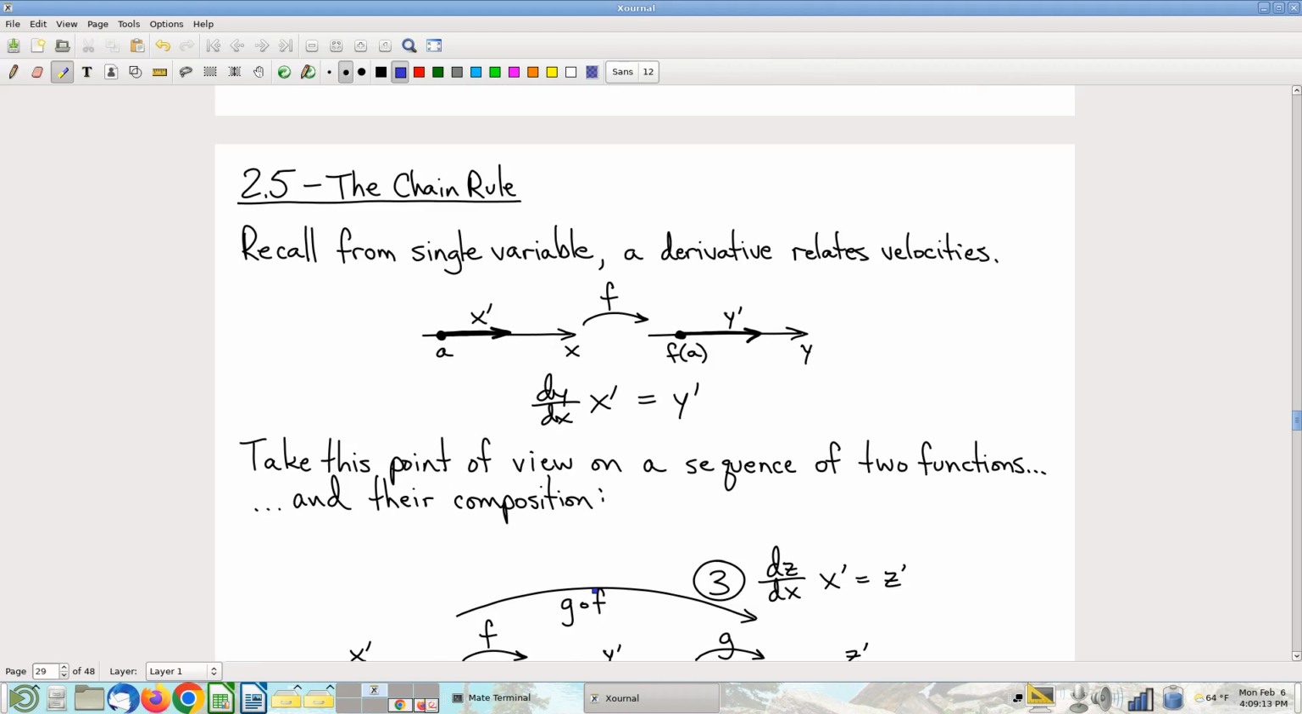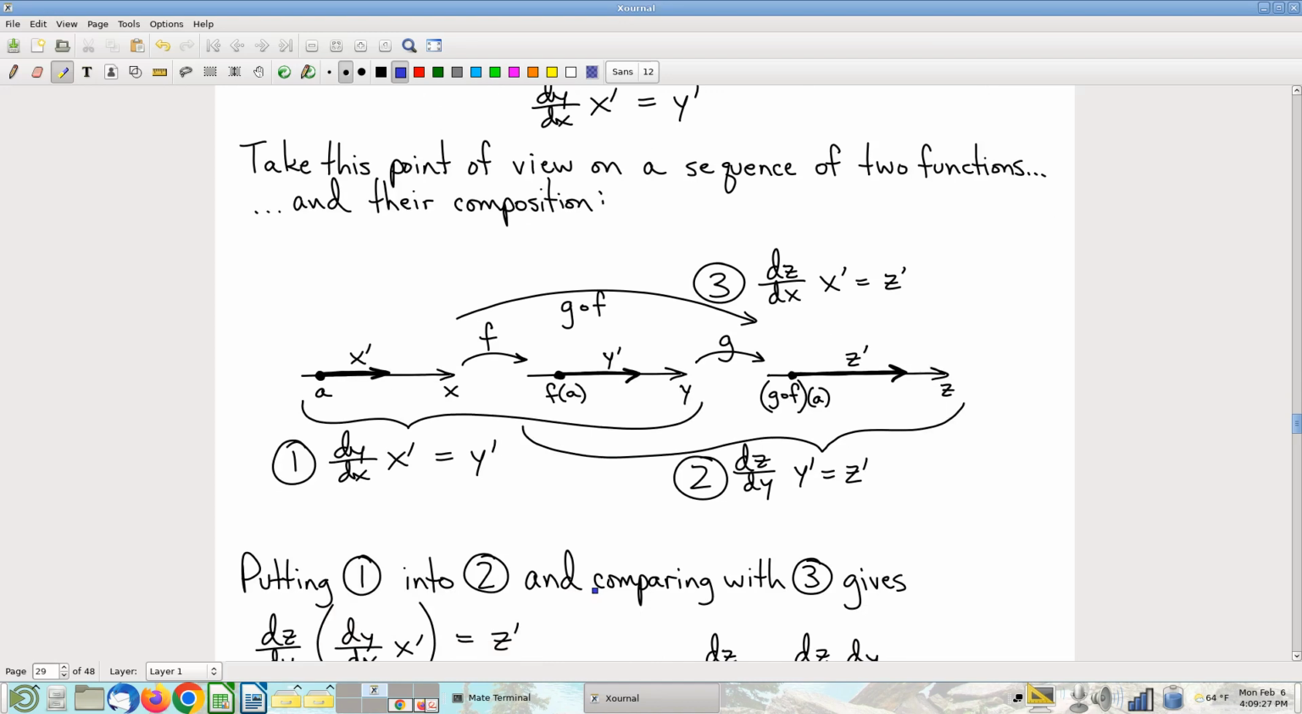Think of this transition from the input space to the output space, turning the input velocity into the output velocity. It's just multiplication by a factor, right? And so if you think about it then, looking at this part of the picture, the velocity that we start with, well, we multiply it by a factor as part of f, and then we multiply that by a factor as part of g. So what happens when you multiply by a factor and then a second factor? And I claim that, well, altogether you've multiplied by the product of those two factors. Right? That's just how multiplication works.